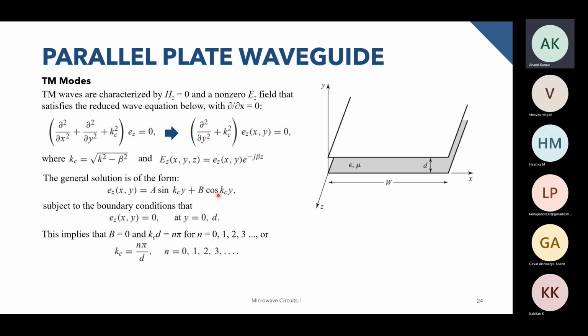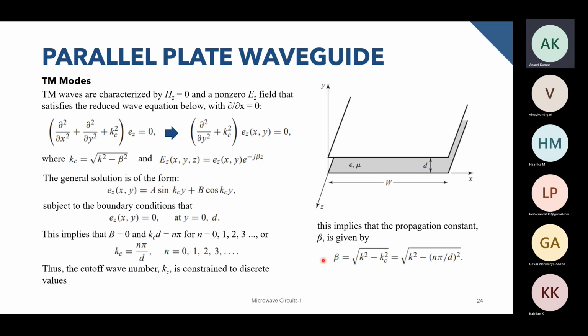And now we are subjecting this solution to the boundary conditions. We have the electric field at the plates equal to zero, and by using the boundary conditions, we get that this coefficient B is equal to 0, and kc d is equal to n pi. So we can define kc equals n pi by d. We also observe that this kc is now constrained to discrete values. Now we can give the propagation constant by substituting the kc values, and this is our propagation constant.